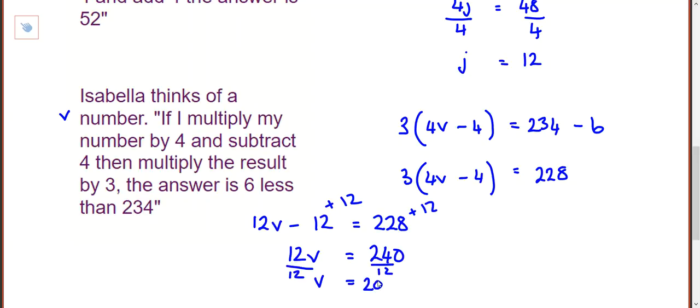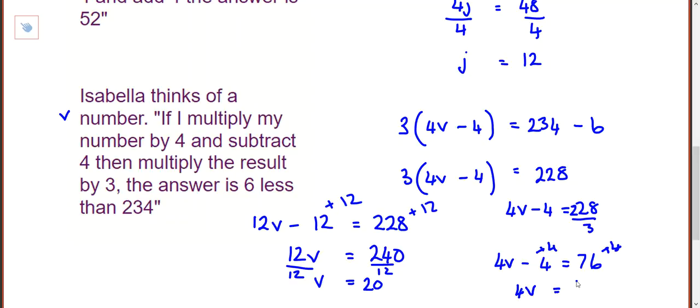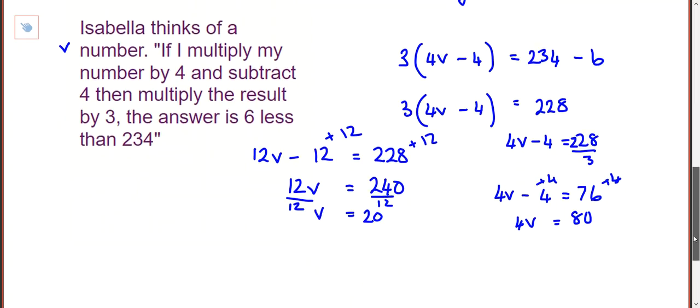Okay. If we didn't expand the brackets, what would be the first step? Would it be divide by 3? So divide by 3, so we've got 4V minus 4 is 228 divided by 3, which is 76. Add the 4. Gives you 4V equals 80. And then divide by 4 gives you 1V is 20.